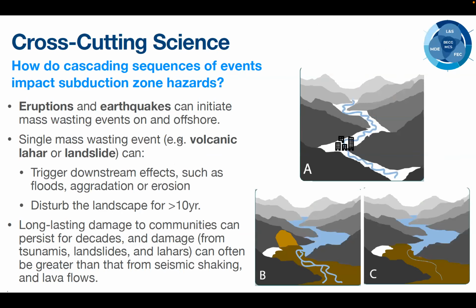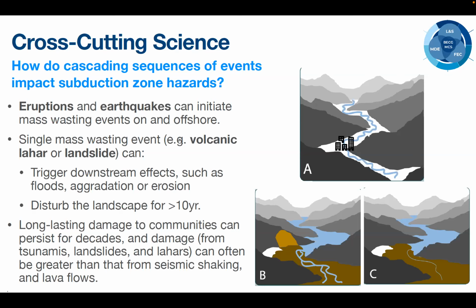Okay, so I know that cross-cutting science is going to be talked about tomorrow, and so I don't want to take over that discussion, but I wanted to leave you with one of the really cool cross-cutting science questions that I think LNS is hoping to address with their initiatives. And so that science question is, how do cascading sequences of events impact subduction zone hazards?